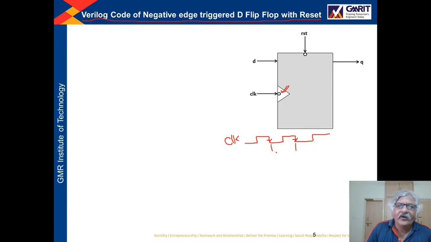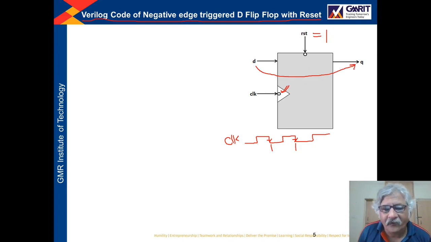These edges. If the RST is 1, then at the negative edge, whatever is the value of D will be transferred to the Q. Only this is the difference between negative edge triggered flip-flop and positive edge triggered. In positive edge triggered flip-flop, during this edge, the value of D will be transferred to the output Q. In the negative edge triggered, at this edge, the value of D will be transferred to the output. So this is your negative edge.